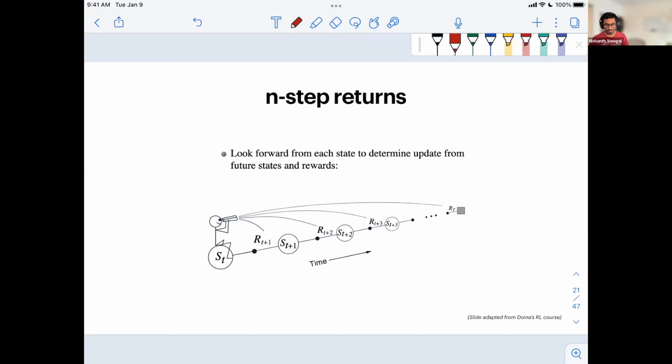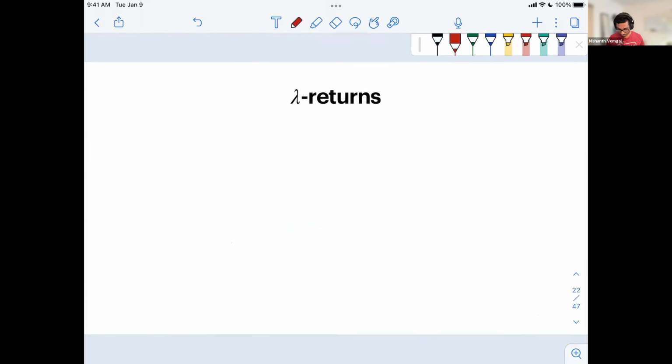This is captured in the slide that I'm showing right now, which is the forward view. The agent has to look forward in time to see what the rewards and values are to actually compute the target. So this is the forward view.